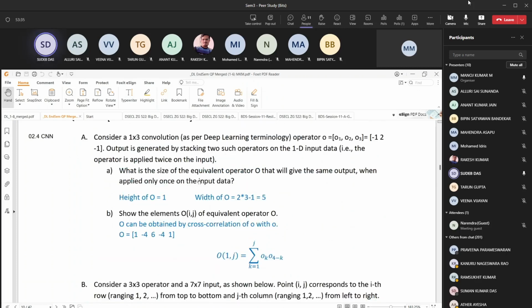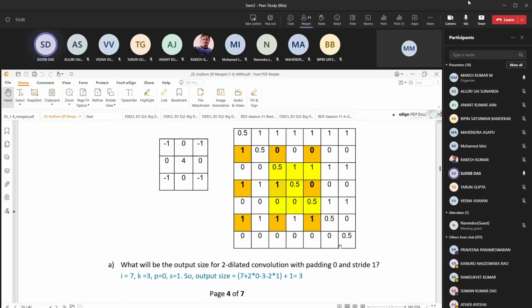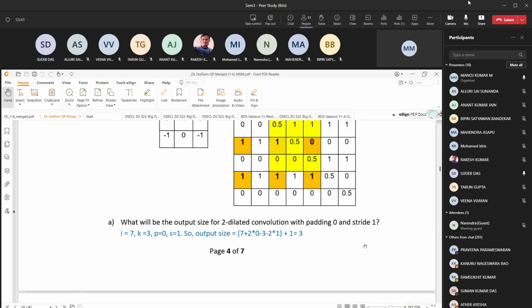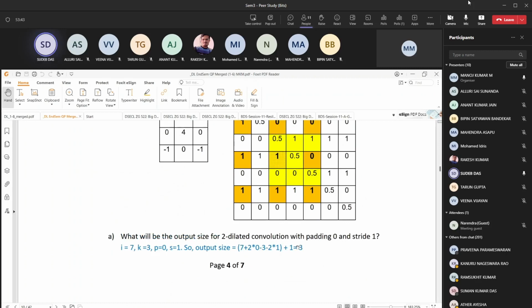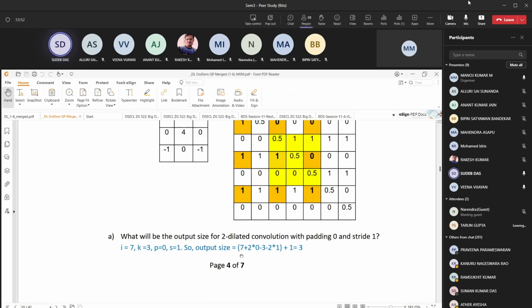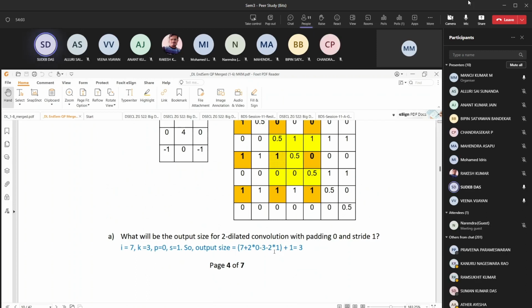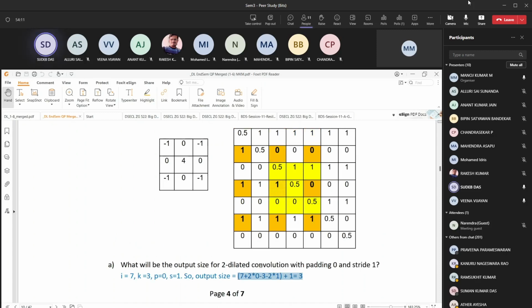Can you clarify this question as well as this question? What is the equation exactly? Input kernel, this thing is okay, but I minus kernel in a I plus 2 padding minus 3 minus 2 into 1. What is that equation that is coming here? What exactly happens in 2 dilated convolution?